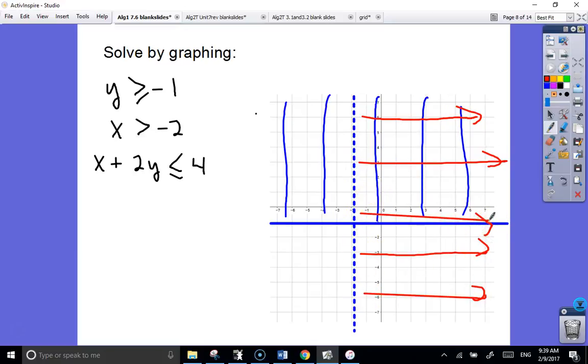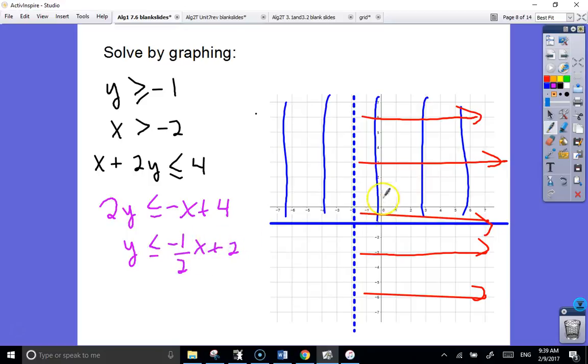Okay, now we got one more line. Let's do it in purple. Okay, so do we need to solve this for y first? I mean, we can. Remember, we don't have to, but we can. 2y is less than or equal to -x plus 4.